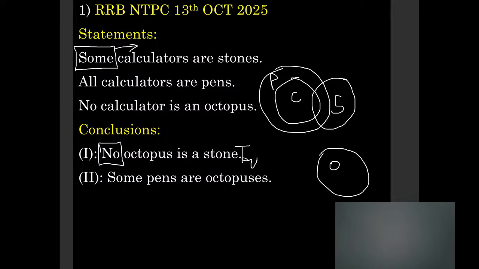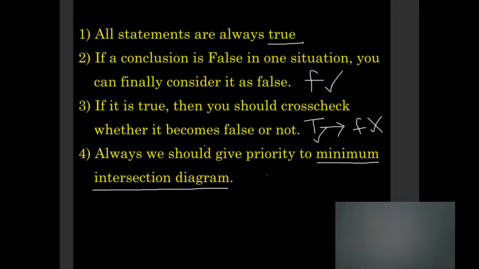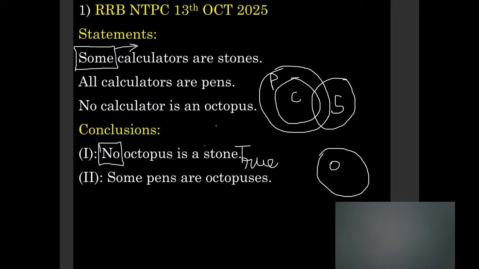But as I already said, whenever you get true, based on the syllogism's points, check for the third one. If it is true, then you should cross check whether it becomes false or not. We should check whether it can be false or not. So let us check. We got true. So when we got true, we should check whether it becomes false or not. As I already said, no condition means if it is not intersecting, then no is true. If it is intersecting, then no is false.